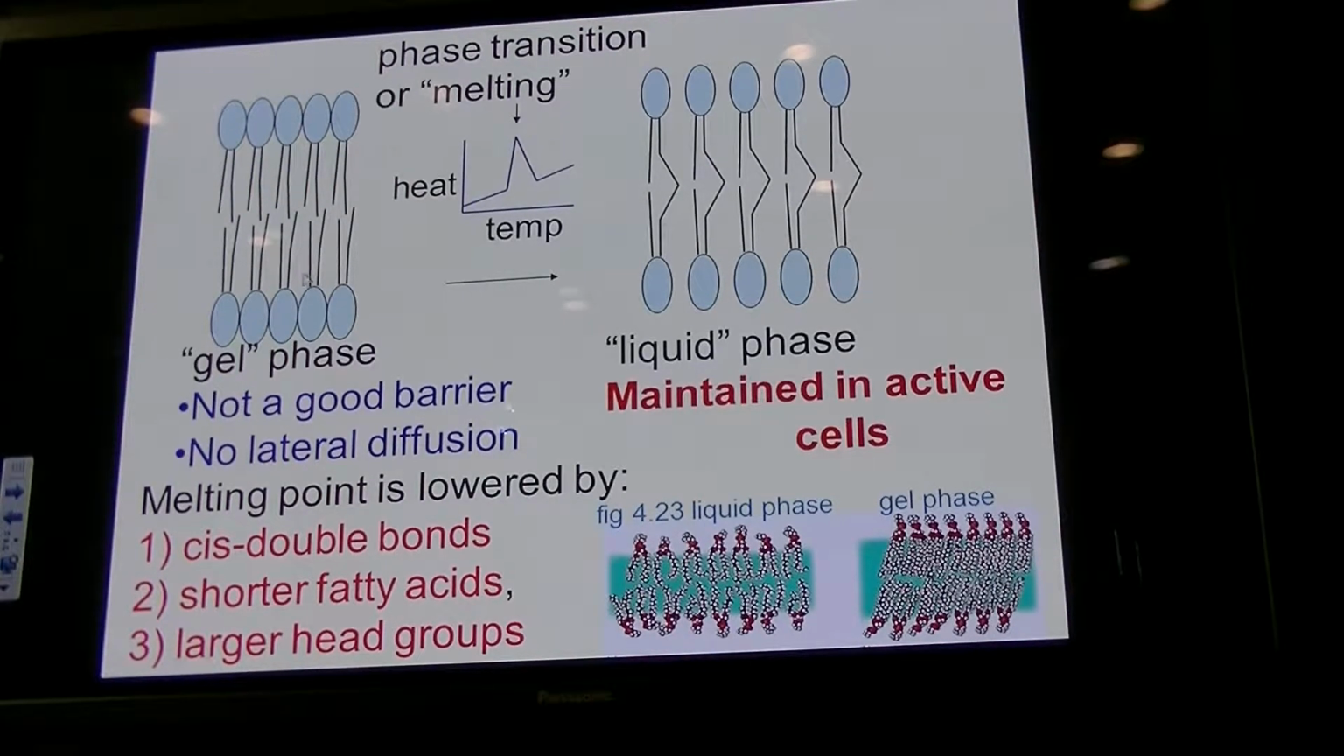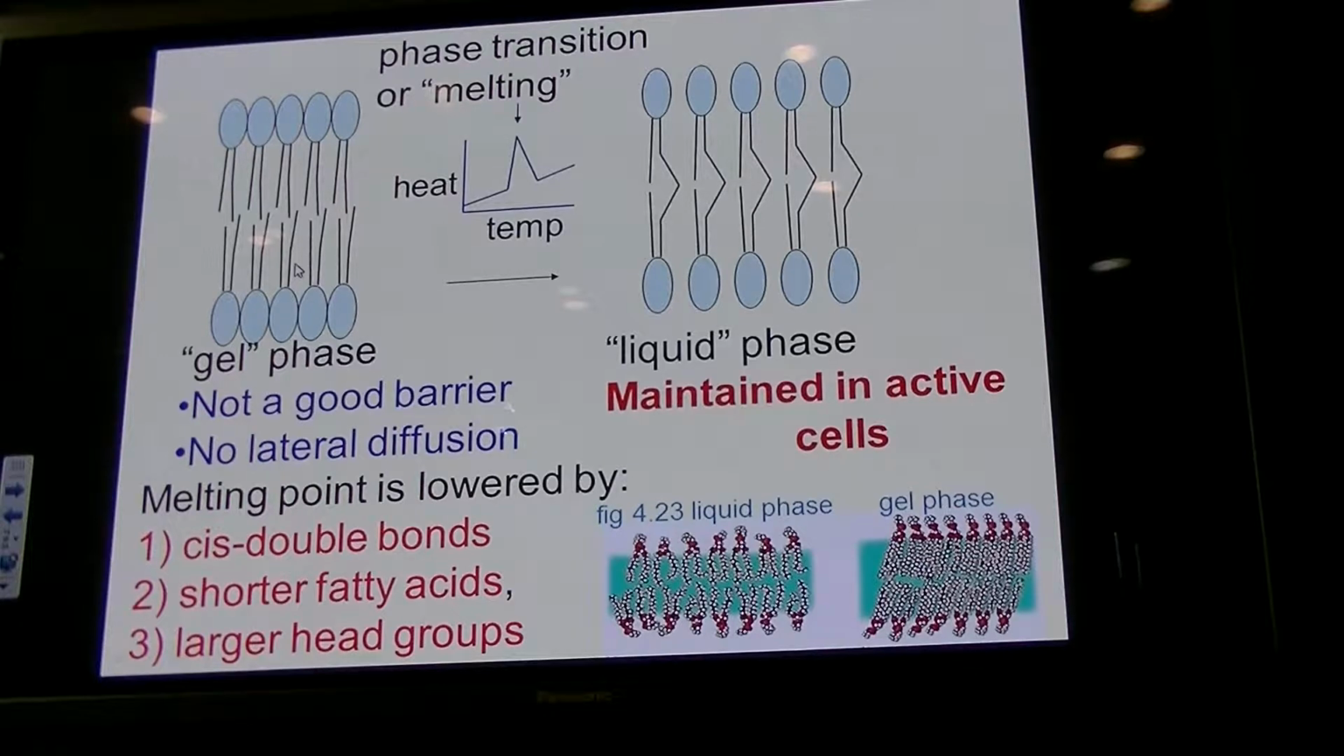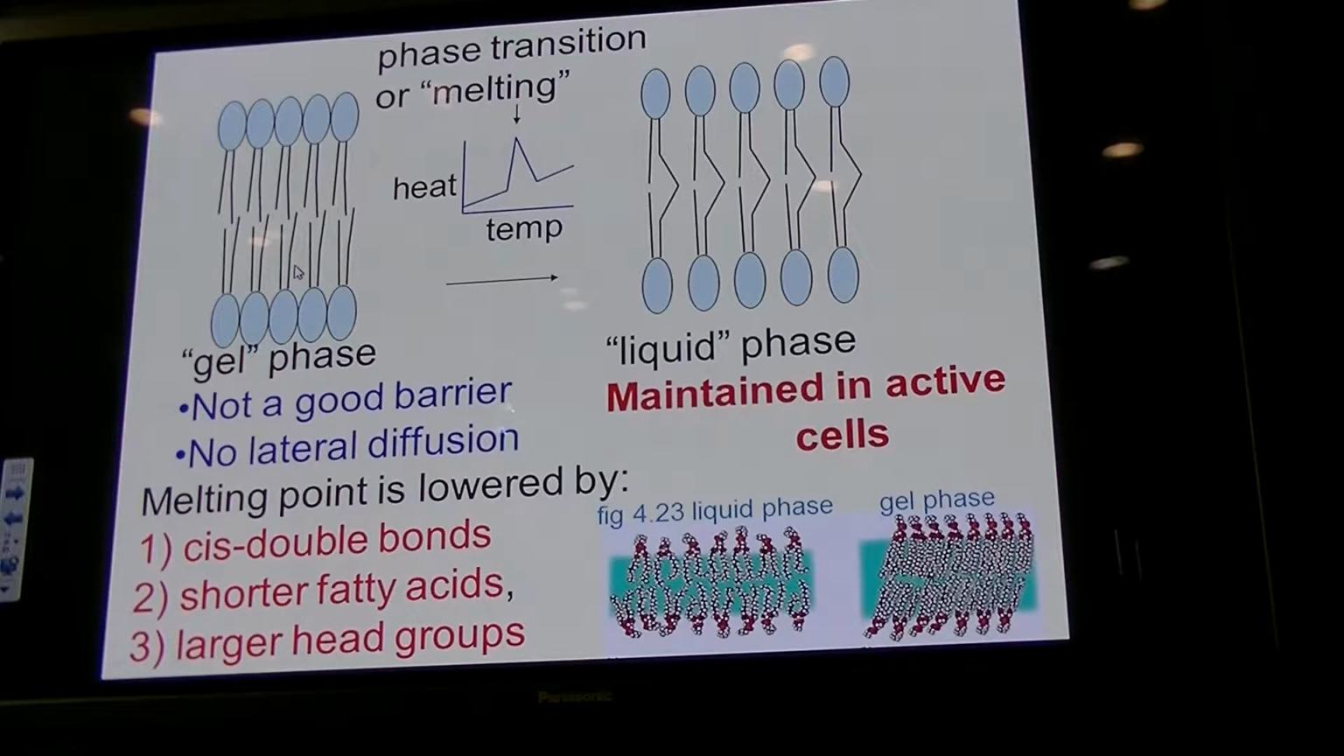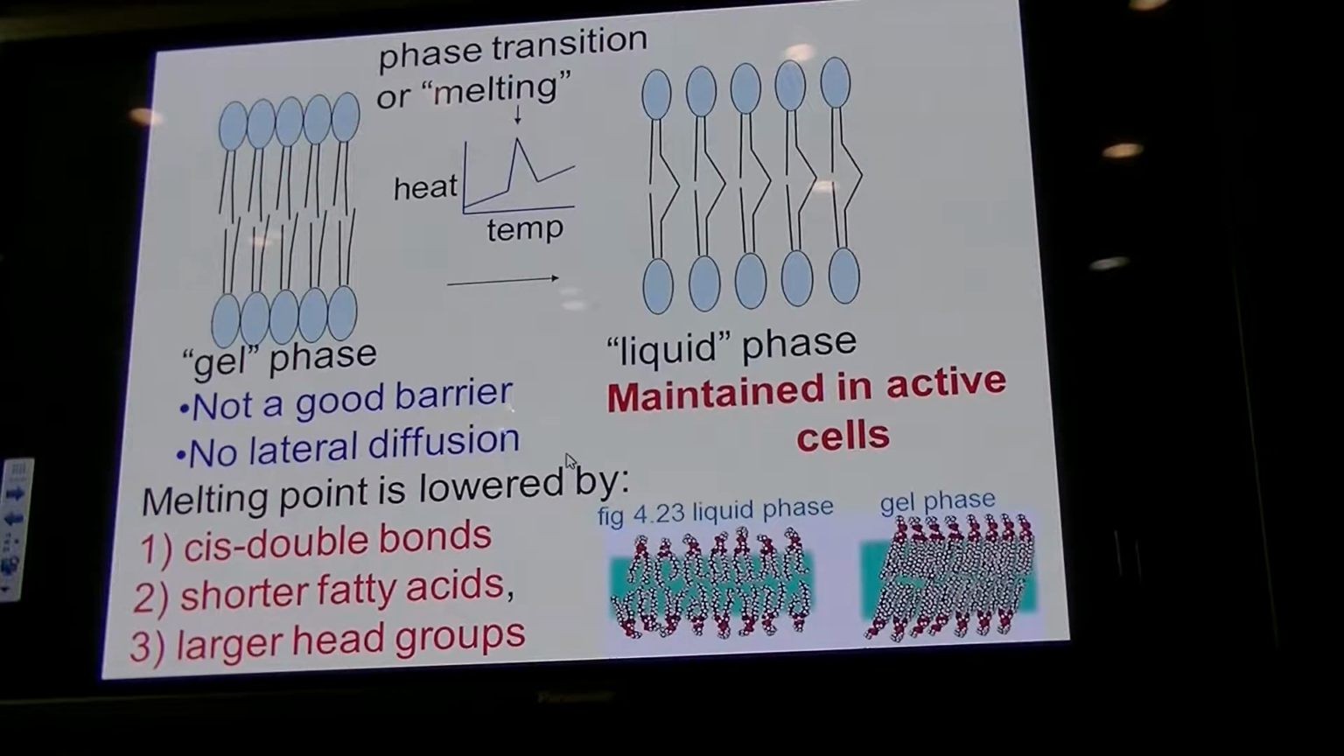Now, this gel phase doesn't form a good barrier, but you actually need that dynamic property of the lipids, back and forth motion. You need that in order to form the barrier, just like the foosball players on your table soccer table. So how do we get above that point where the membrane is no longer in the gel phase?